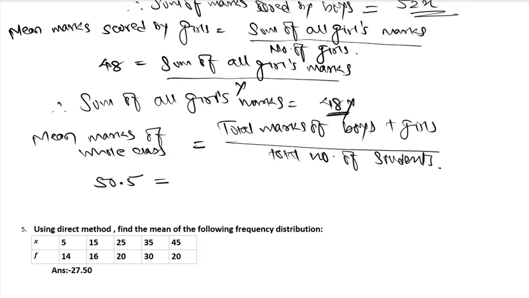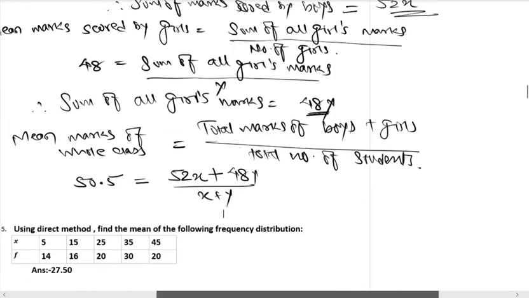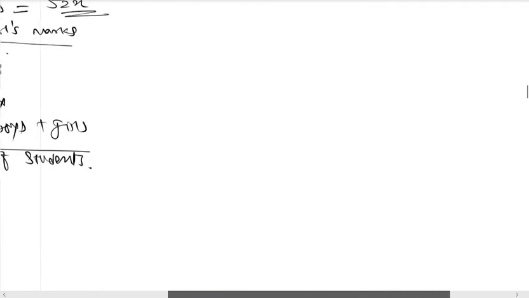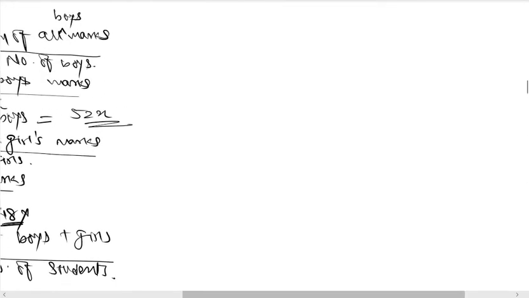is equal to, what is the total marks of boys and girls? See, total marks of boys was 52x plus total marks of girls was 48y. And what is the total number of students? x plus y. Why x plus y? Because total number of boys is x and total number of girls is y. Right? So we are just going to solve this and simplify this. 50.5. Let me write it here.